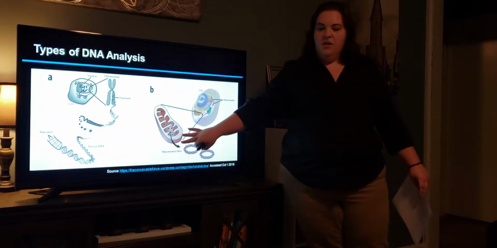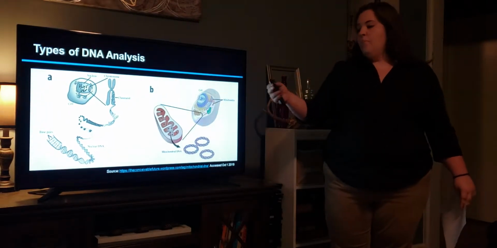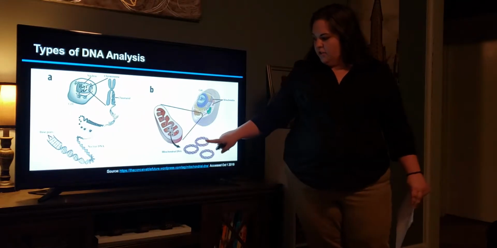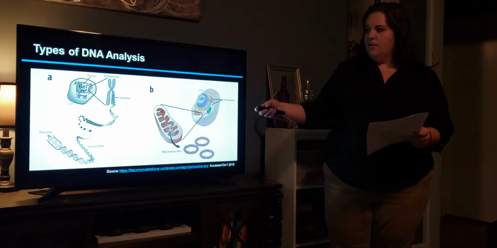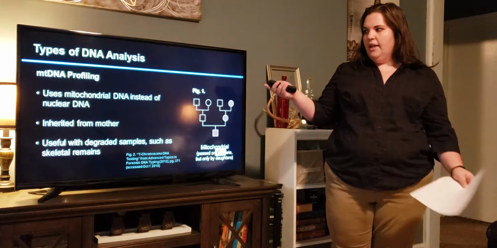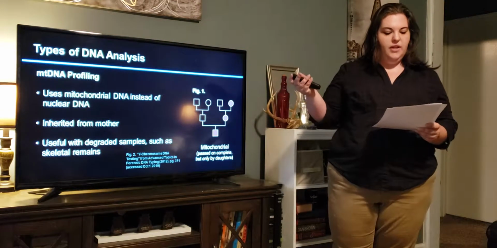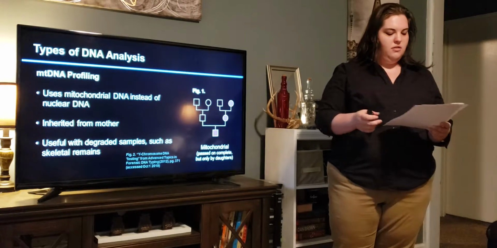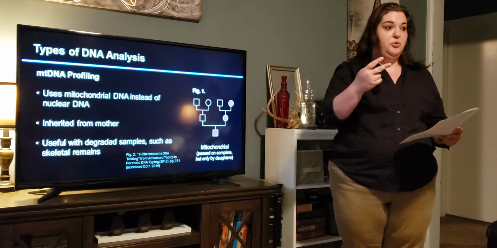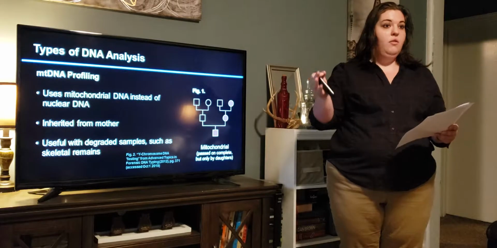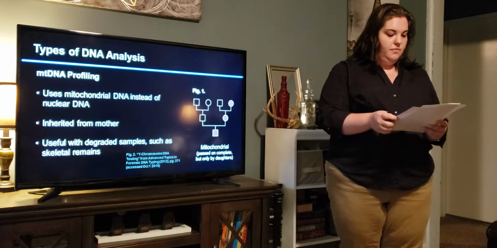But we do have the mitochondria, which is known as the powerhouse of the cell. That's where energy is created in the cell. And there are smaller ring-like structures of DNA contained in mitochondria. This DNA is identical between siblings. It is inherited from the mother, and it's useful in degraded samples or skeletal remains because there's typically more mitochondrial DNA able to be found there, because the nucleus only contains 2 DNA strands per cell, whereas there could be thousands of those small ring-like structures of DNA in a mitochondria.